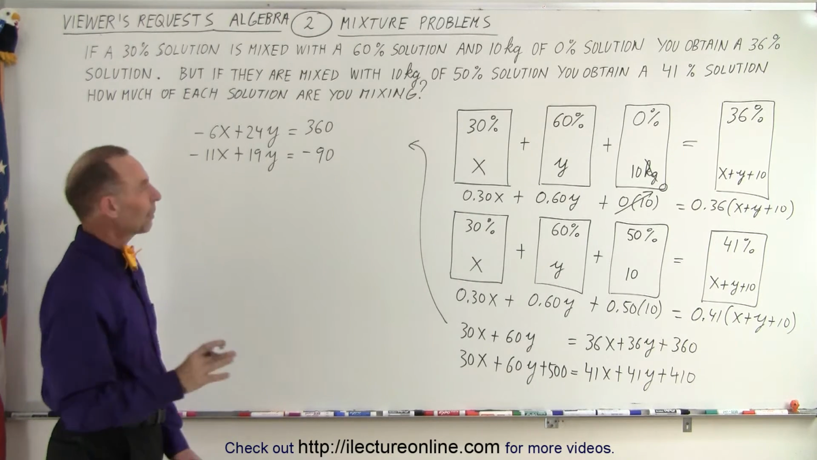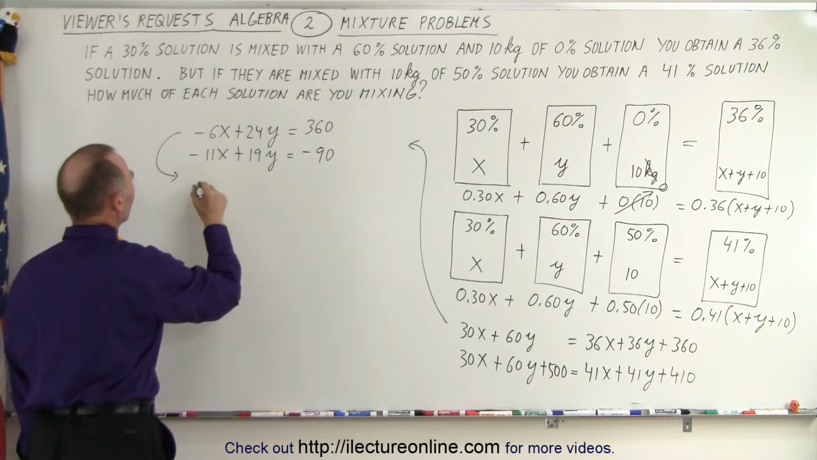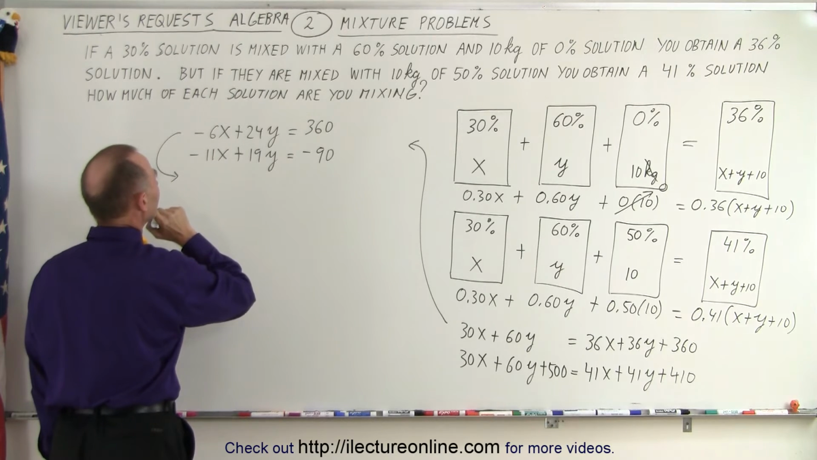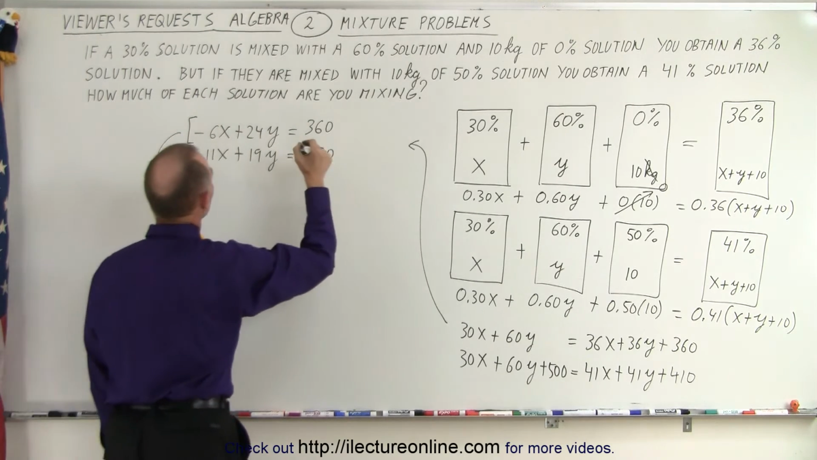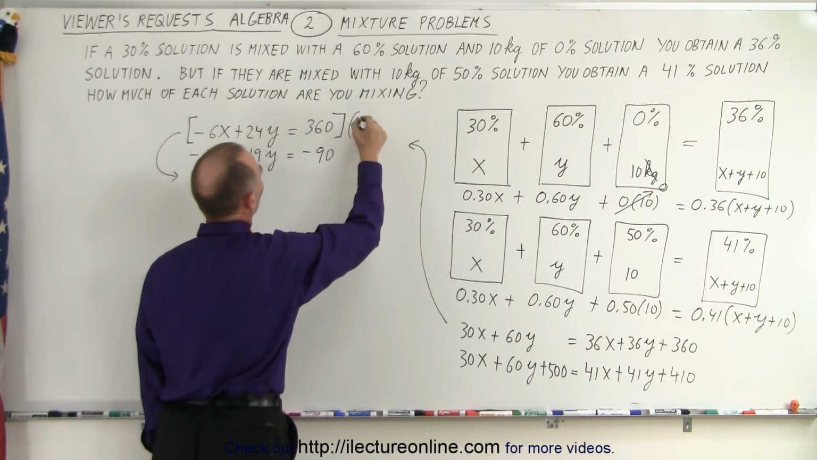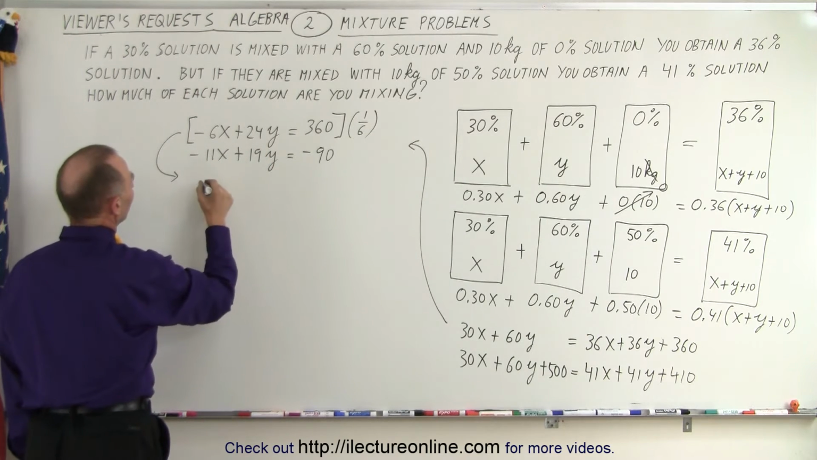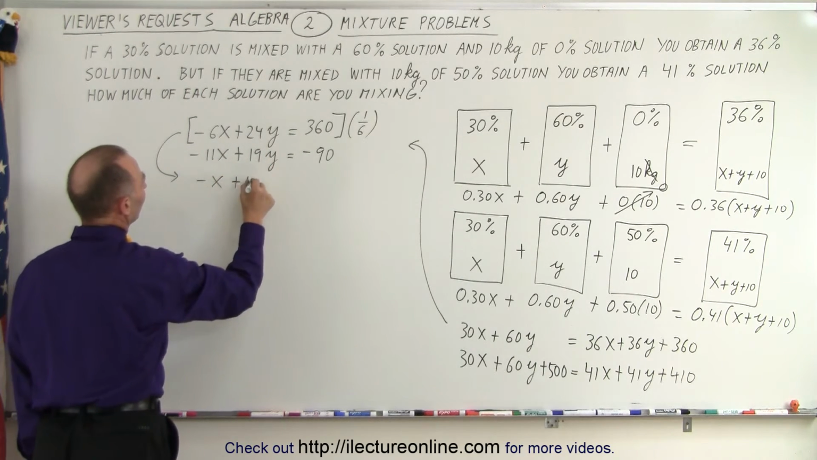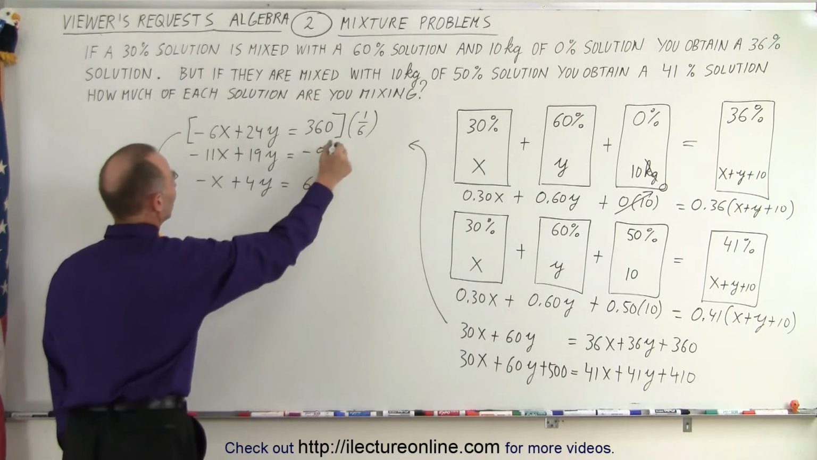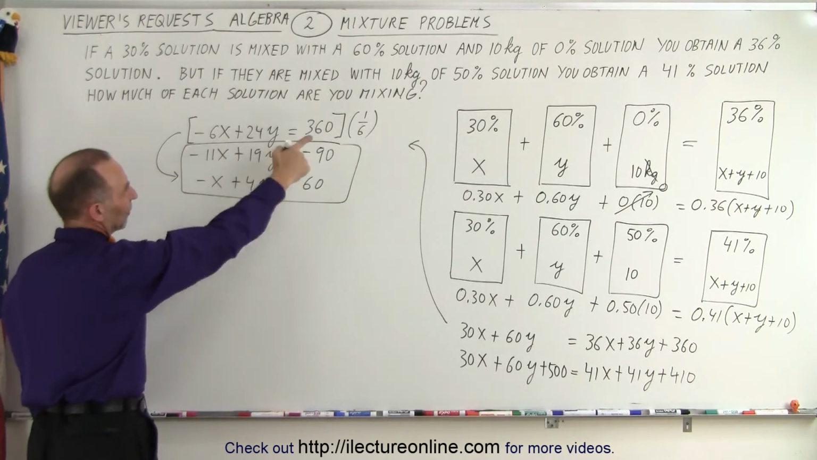Okay, what I'm going to do is take the first equation and divide both sides by 6. Or actually, what I'm going to do is go ahead and divide by a minus 6. So multiply that times a 1 over 6. So that this becomes a minus x plus 4y equals 60. So now I end up with these two equations that I need to solve simultaneously. To simplify that, I just divide everything by 6.